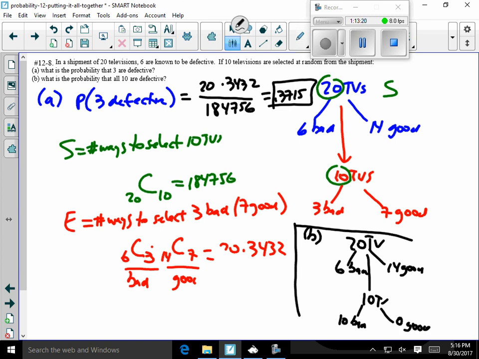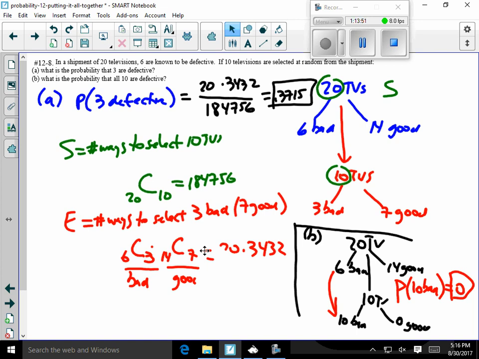So what we're doing is selecting 10 bad ones out of 6 bad ones. Actually, I can see a problem right there. It's impossible to get 10 bad TVs if I have to select them out of 6 bad TVs. So without any further calculation, I can state that the probability of getting 10 bad TVs in the sample is 0. That's because there are only 6 bad TVs, so there's no way that we can get all 10 of them to be bad.